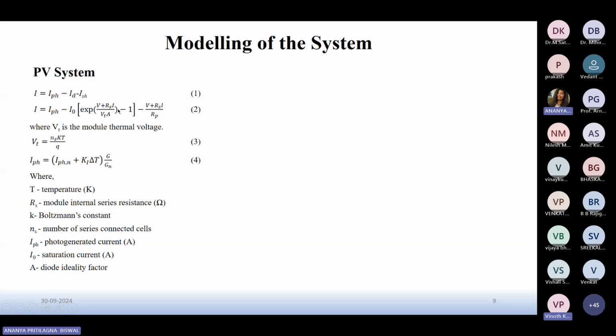If we expand this expression with respect to all the parameters like RS and RP, we get equation number 2, where VT is the module thermal voltage, T is the temperature, K is the Boltzmann constant, Ns is the number of series connected cells, I naught is the saturation current, and A is the diode ideality factor.